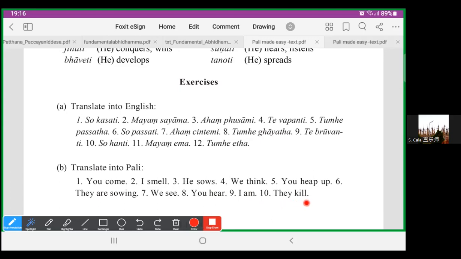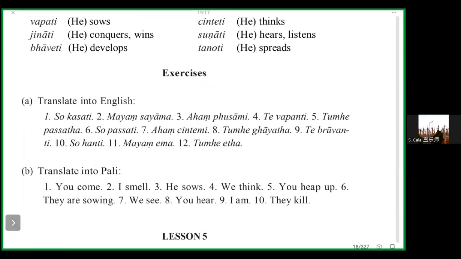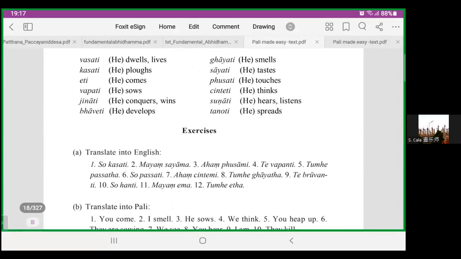Okay, next one, Sister Moilim. "They kill." Te hananti. Okay, te hananti. All right, thanks. Okay, good. I think like this, you find out it is not difficult, right? If you follow lessons 1, 2, 3 consistently, then it's easy. So this one finished.